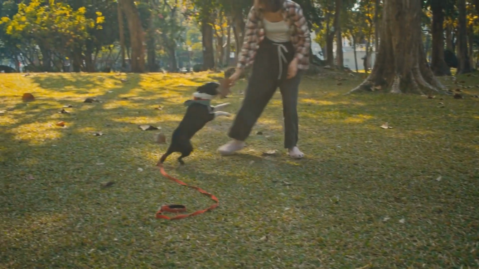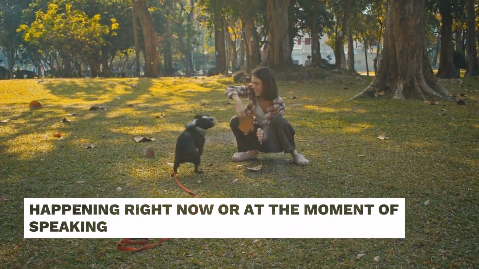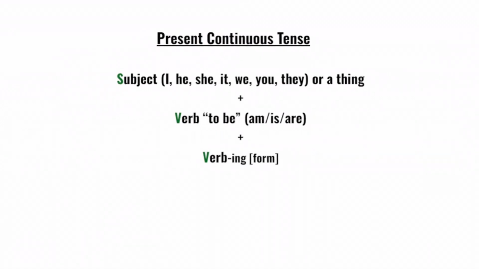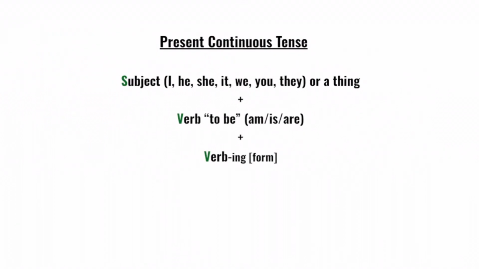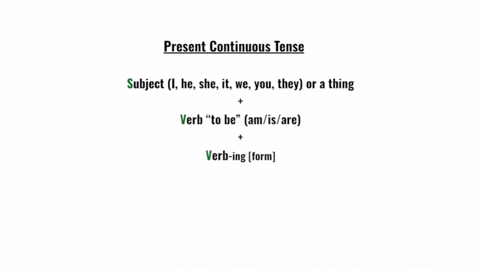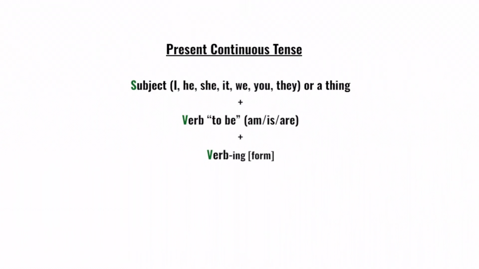So let's get started. The present continuous tense is used to talk about something which is happening right now or at the moment of speaking. To form the present continuous tense, use the following structure: a subject, which can be a person, I, he, she, it, we, you, they, or a thing, plus a verb to be. It can have different forms: am, is, are, plus a verb with ing form.